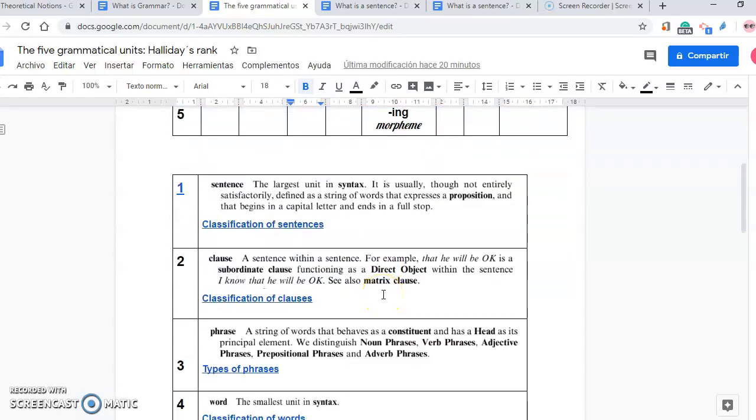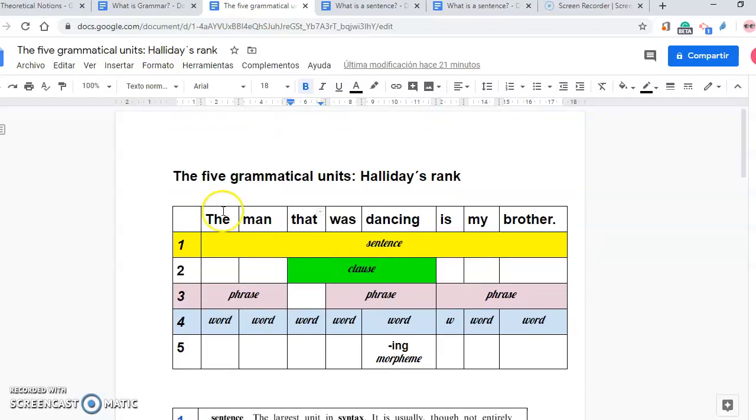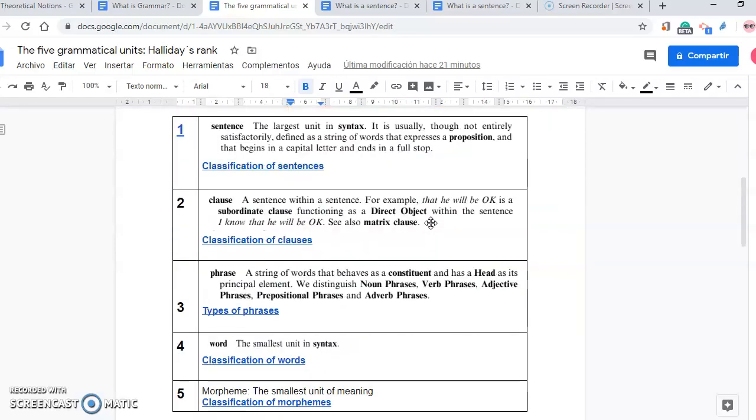So what we have here is a clause. A clause is a sentence within a sentence. For example, that he will be okay is a subordinate clause. Or that was dancing in our case. So functioning as direct object. Well, this is referring to another example given there. And so there is a matrix clause. The man is my brother would be the matrix. And that was dancing is the subordinate clause.